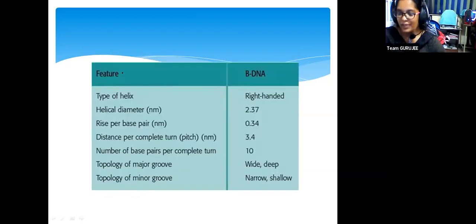So this is B-DNA. There are three forms of DNA, A, B, and Z. This is the B form. It is a right-handed helix. As I already told, the turn will be in a clockwise direction, so it is called a right-handed helix. Then the diameter will be 2.37.